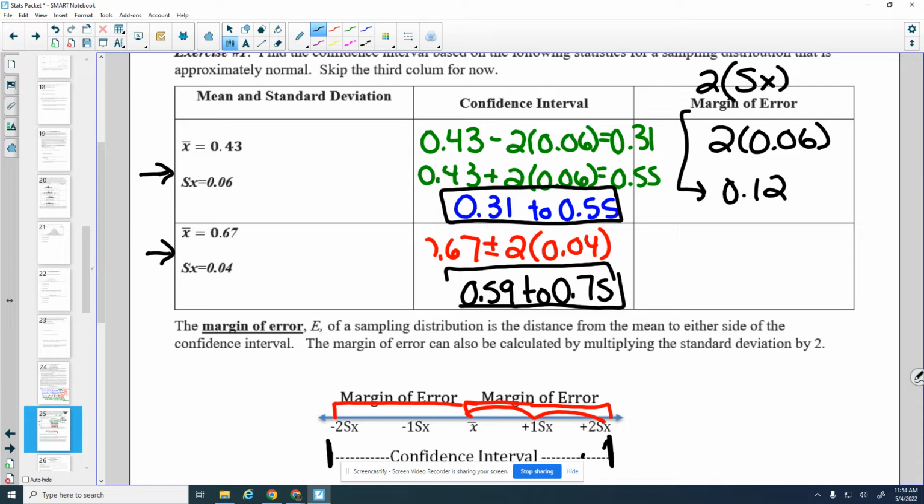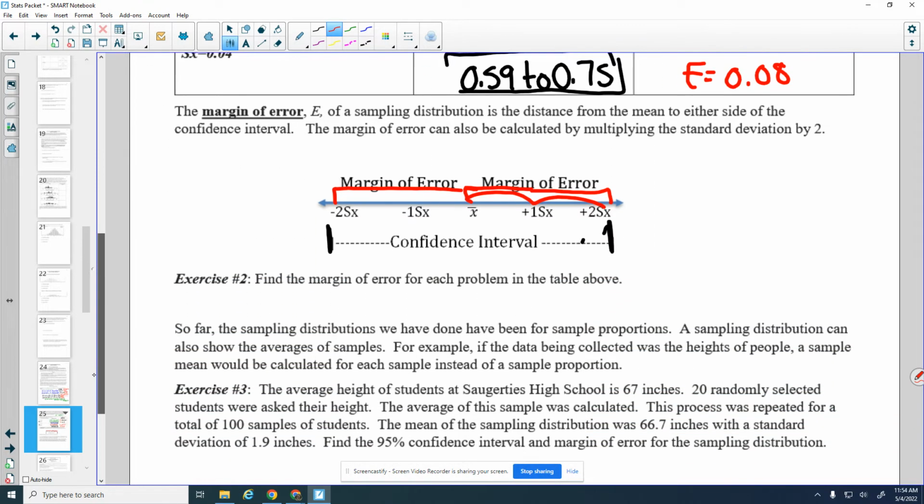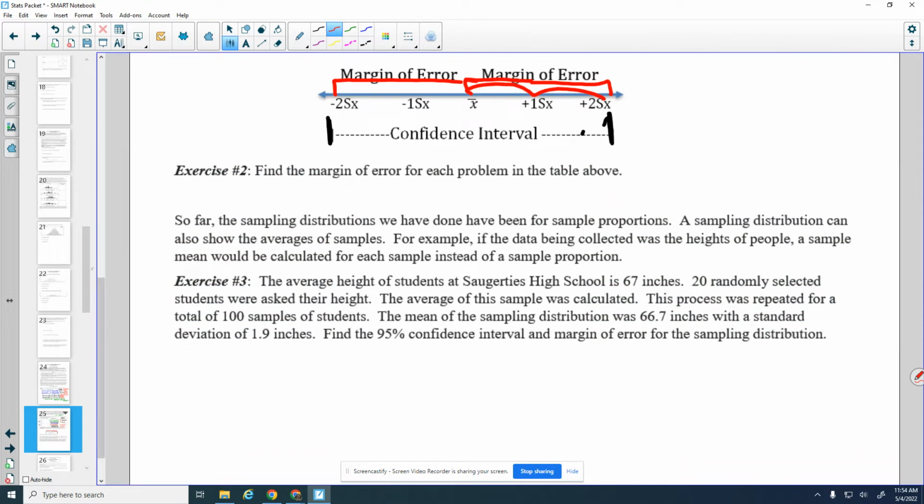And we'll just do an E equals there. So we get used to that symbol we use. Here the error is 2 times 0.04. So the error is 0.08. Okay, so pretty simple. Margin of error is just 2 standard deviations, how much we go out from the middle to the sides. So we just did that exercise 2. We filled out the table.